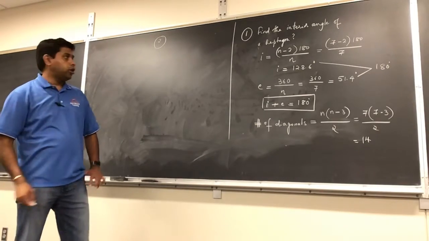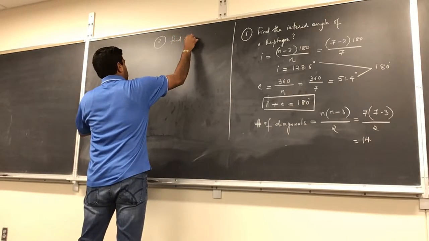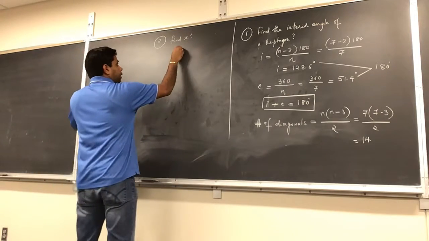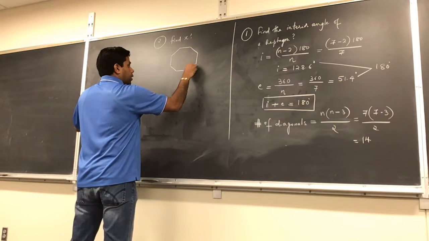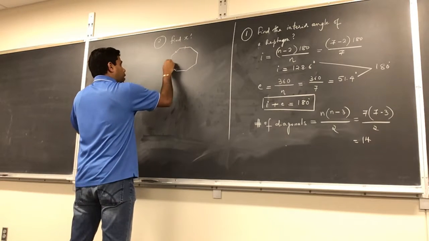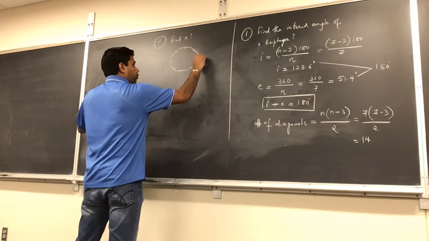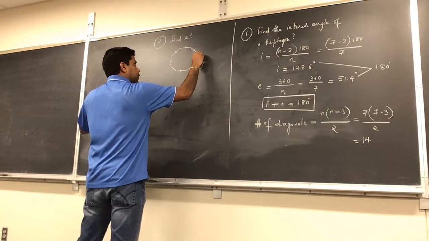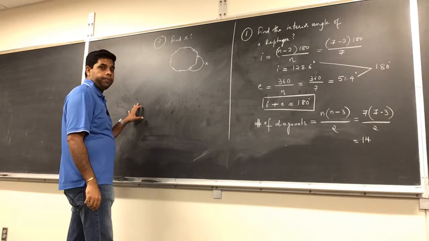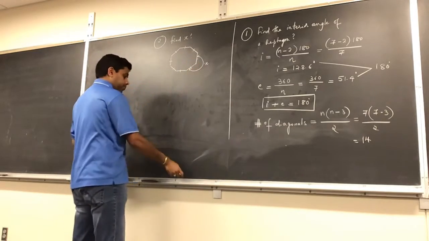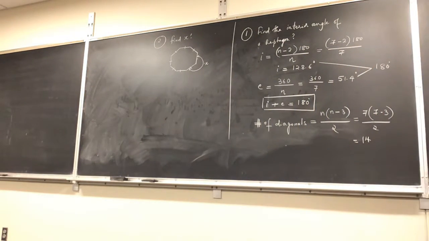Done? Try this problem. This is in ACT, question number 44. Question was like this: find the x, and this is exactly how it was written in the test. This is a convex regular octagon, and question was find angle x. Okay? Try it. This is exactly how it was given.